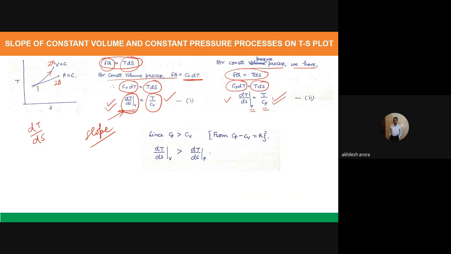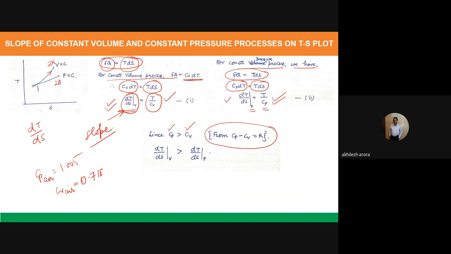Now from this particular equation, you know that Cp minus Cv is equal to R. So it shows us that the value of Cp is greater than Cv. Otherwise also I know that the value of Cp for air is 1.005, whereas the value of Cv for air is 0.718. So that means the value of Cv for air is less than the Cp for air, or if you consider any other gas also, in that case also the Cp will be greater than Cv.